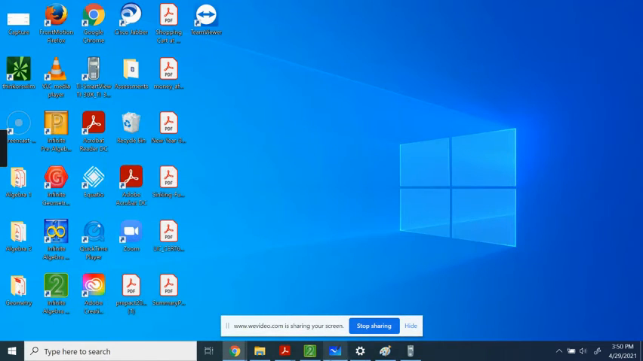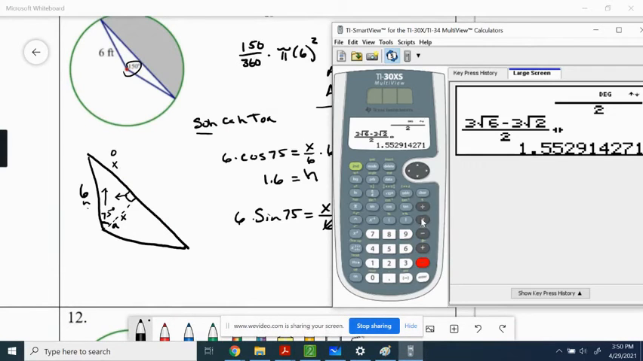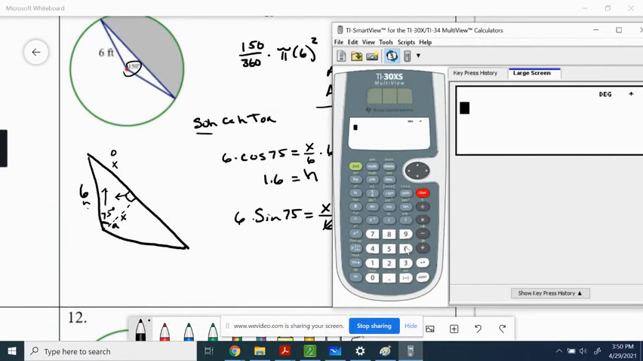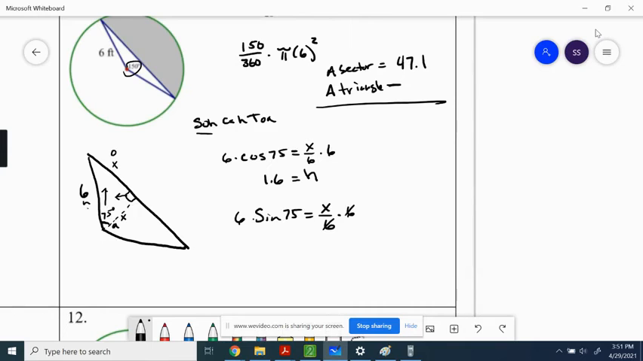Oops. Pulled up the wrong thing. There we go. Clear that out. I'm doing 6 times the sine of 75. Again, pretty ugly answer. Double arrow. Okay, let's just call that 5.8. All right. So now we get x is equal to 5.8.